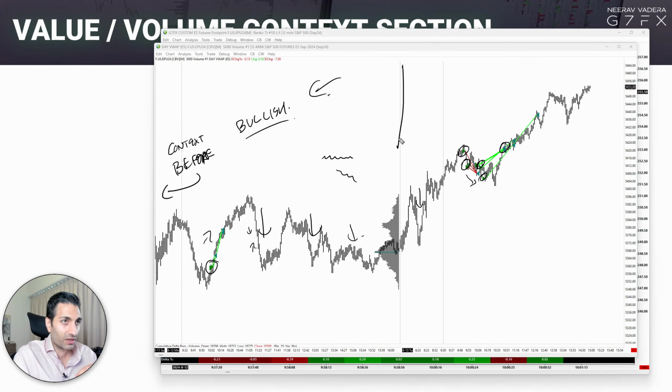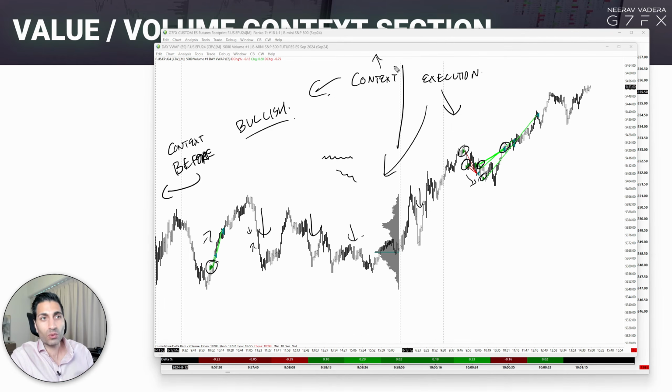Okay, so like I said before, keep your context and your execution separate. Okay, see, this is execution. This is execution. Context was what we did before. We weren't even doing it on a price chart. It was before, and that led us to believe that the market may be bullish. Execution is just going to allow us to execute the context.